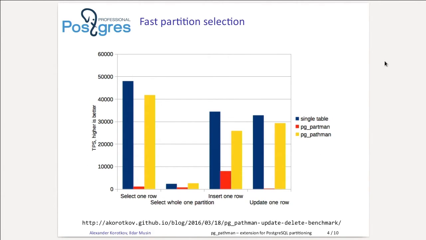This is a kind of stress test with 365 partitions, so it's a year partitioned by date. The results are TPS, so higher is better. Single table is blue, PG-Pathman is yellow, and Partman is red. So planning of queries is much faster with PG-Pathman. It's almost as fast as a single table. There is a stress test for partitioning where all accesses were randomized. Then it's not surprising we don't see the win of partitioning over a single table here, but we see that there is no such huge regression.